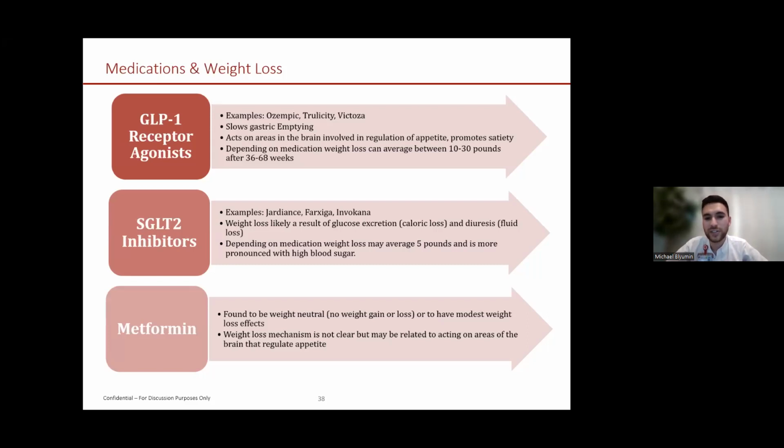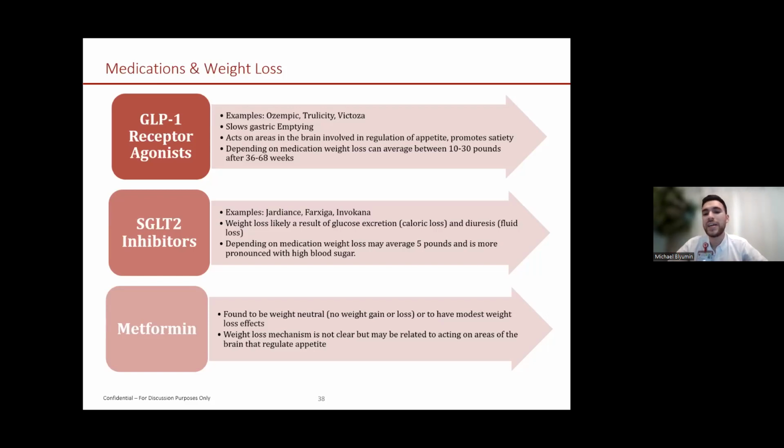This is likely a result of glucose excretion. So we're excreting sugar through urine. That's how these medications work. And that basically allows us not to use that sugar. And of course, the more calories we ingest and store, the higher the weight is. And it also helps with diuresis or fluid loss, because we're flushing out all this sugar through our urine. We're losing some water weight as well.